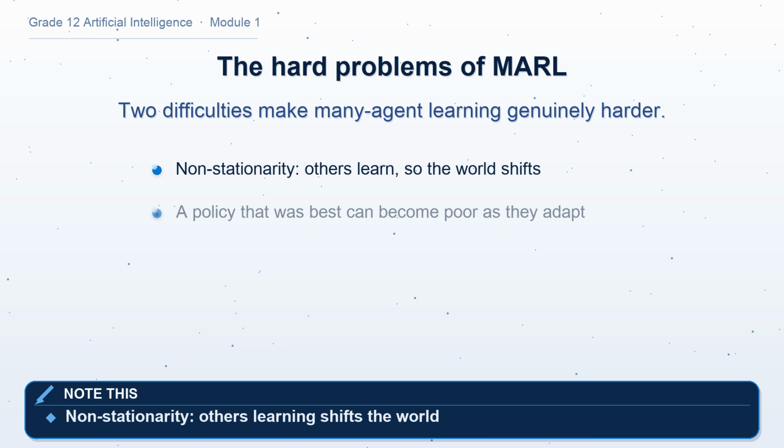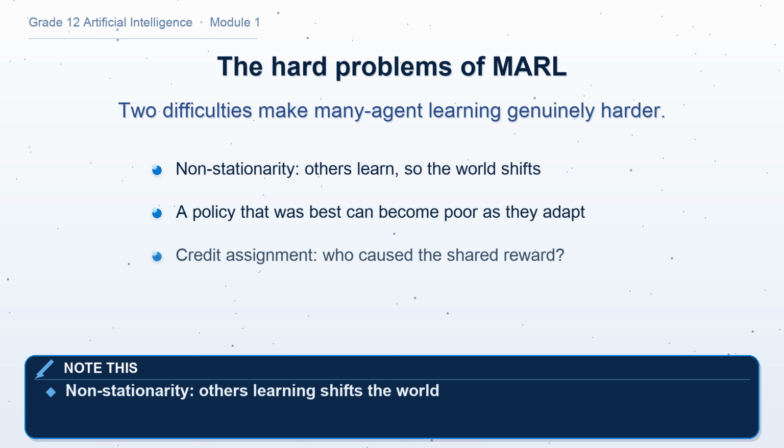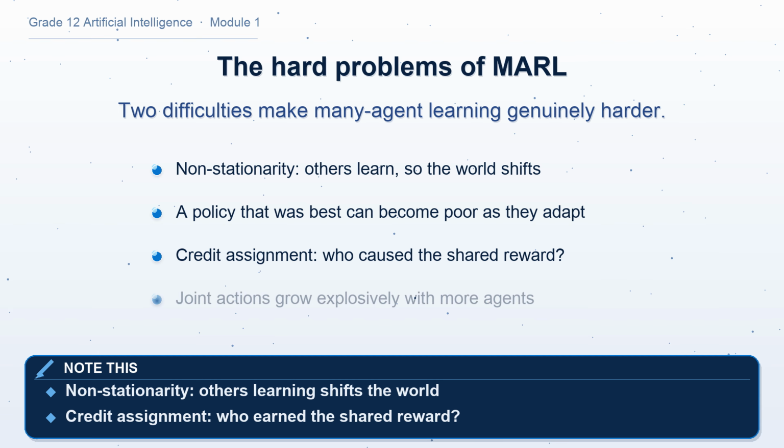The second problem is credit assignment. When a team of agents shares a single reward, it is hard to tell which agent's action actually earned it. On top of that, the number of joint actions grows explosively as we add agents, so the space to search becomes vast. These are why stable multi-agent learning takes careful design and not just more computing power. Keep these two names in mind, non-stationarity and credit assignment.